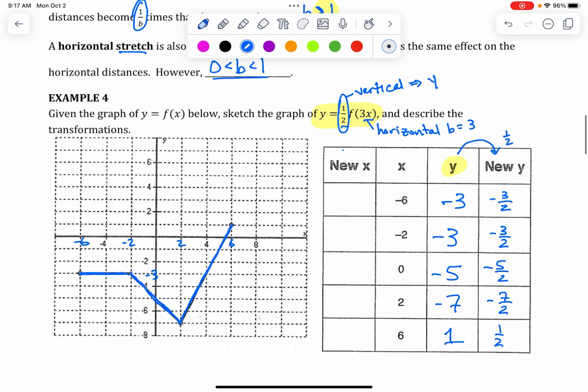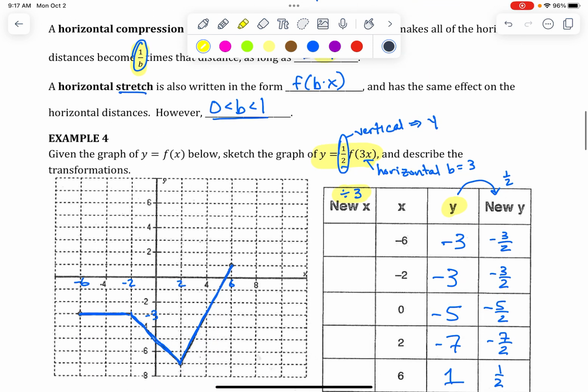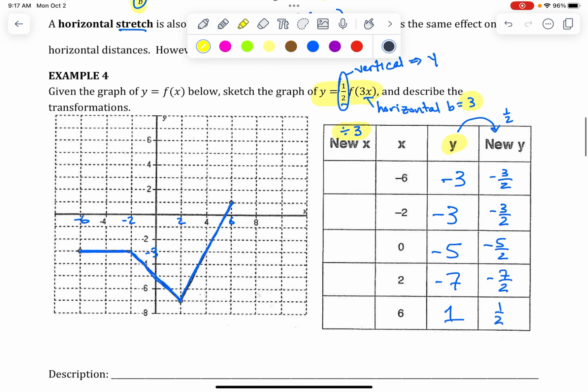So we're actually going to divide each value of x by 3, and that's sort of a tricky thing there, right? So it's 1 divided by b, whatever that b value is. In this case, it's 3. We're going to take our x values and go 1 over 3. Okay, so negative 6 divided by 3 is negative 2. Negative 2 divided by 3 is negative 2/3. 0 is still 0. Positive 2/3 and positive 2.